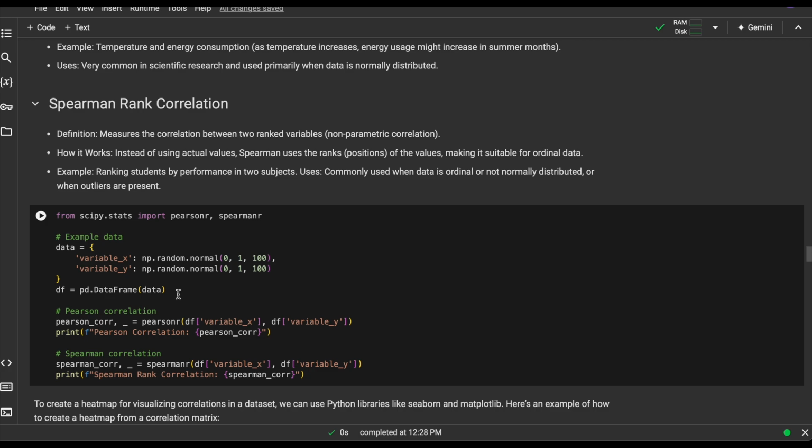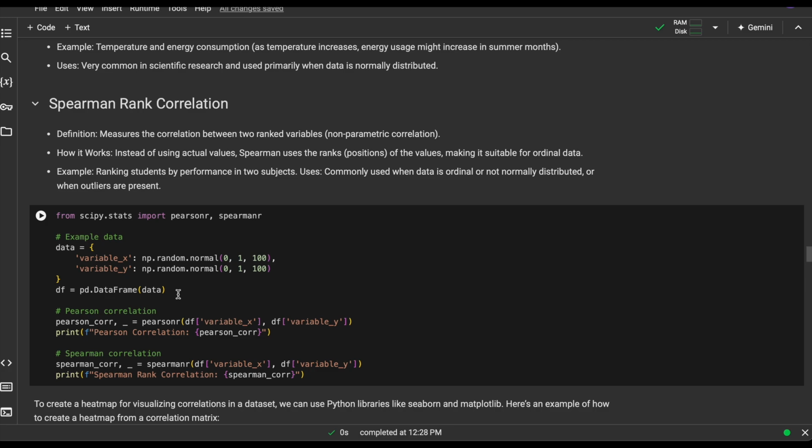It's particularly used to analyze ordinal data, where the assumptions of Pearson correlation, such as linearity and normality, are not met. For example, suppose we want to find the relationship between students' rankings in mathematics and science. You collect the data for both subjects and calculate.